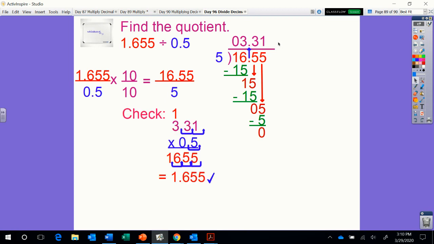Then when you did your checking work, you ended up with 1,655. But when you moved your decimal 3 times to the right, you're moving it back 3 times to the left, and this is what we started with.